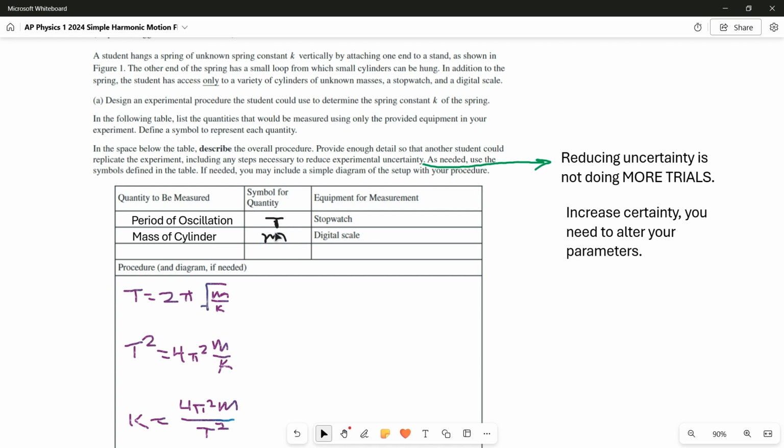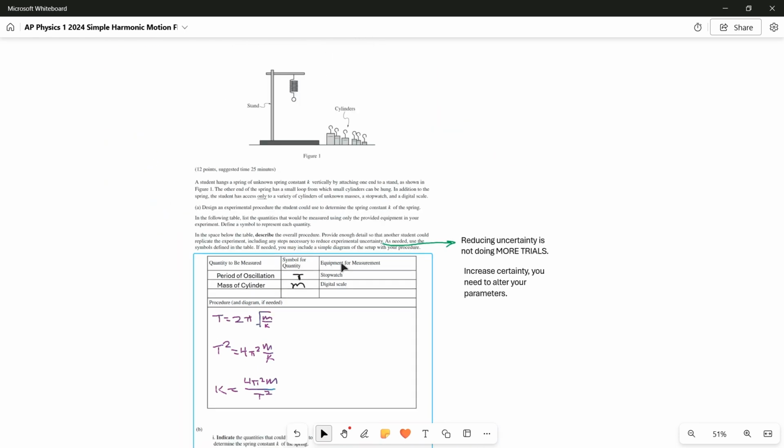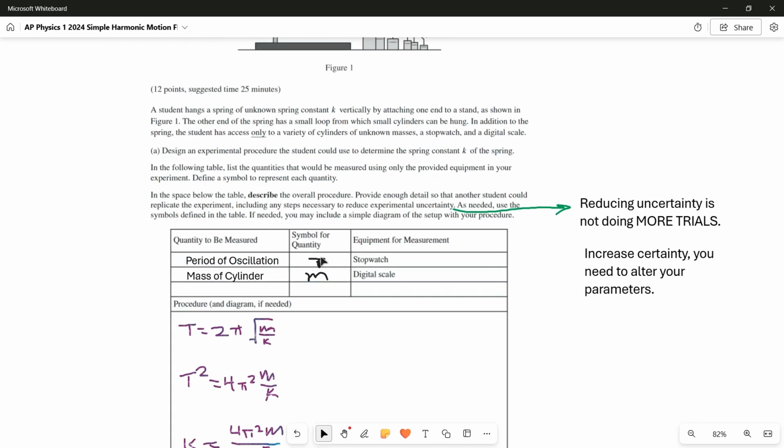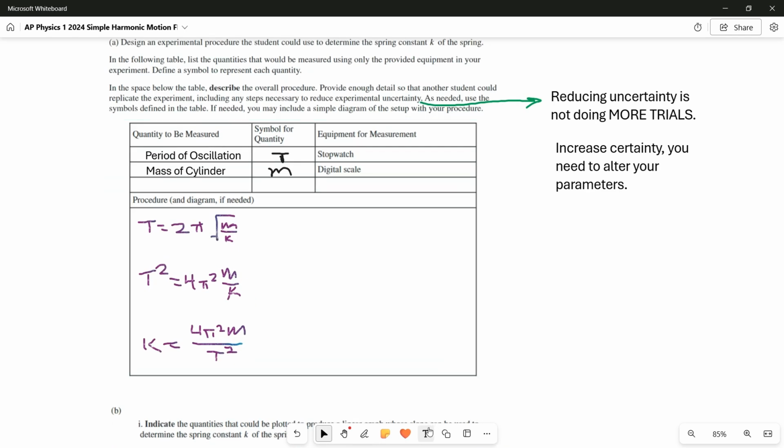Well, we can't really change the period of oscillation that directly, because if you recall, even if you stretch a spring further, amplitude is not correlated to the period of oscillation, so we can't directly change a period of oscillation. However, we are given multiple cylinders, so we can change the mass of a cylinder to fit our needs. Okay, so let's start by, first of all, telling the reader how we can measure these quantities. First of all, use the scale to measure the mass of a cylinder.